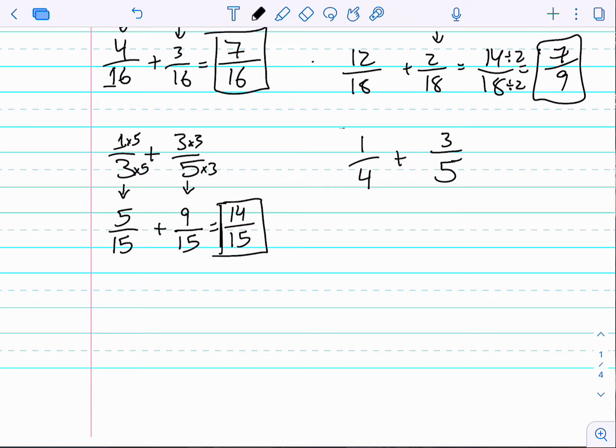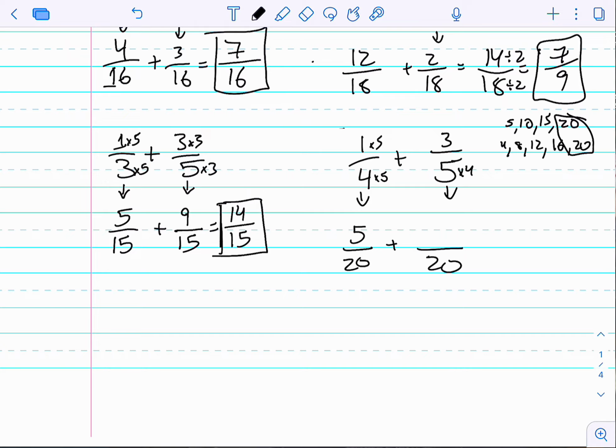Okay, again, not common, so I look, 5 is not a multiple of 4. So I do the 5, 10, 15, 20. So 20 it is. If you want to see why, 4, 8, 12, 16, 20. Okay, lowest common multiple. So we got 20s here. So that's times 5 times 5, so we got 5 over 20, times 4 times 4, so that's 12. So it equals 17 over 20. So that's my answer there.